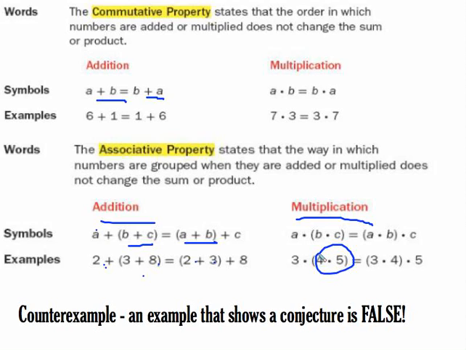Now, we look at something that's called a counterexample. A counterexample is an example that shows that a conjecture is false. A conjecture can also be thought of as a rule or a statement. So if I say that the commutative property works for subtraction, that could be my conjecture, but I know that that's false, and the counterexample that I could use for that is, well, 5 minus 2 is not equal to 2 minus 5. I know that 5 minus 2 is 3, 2 minus 5 is negative 3. Those aren't equal. So there's my counterexample to prove that conjecture that I made false. Okay? Let's look at some more properties.